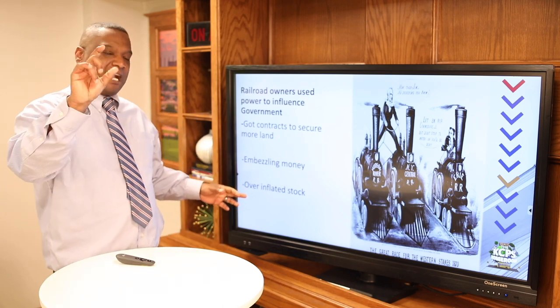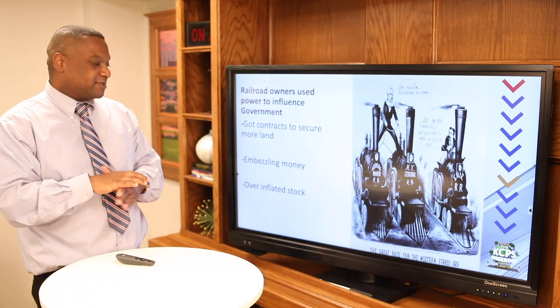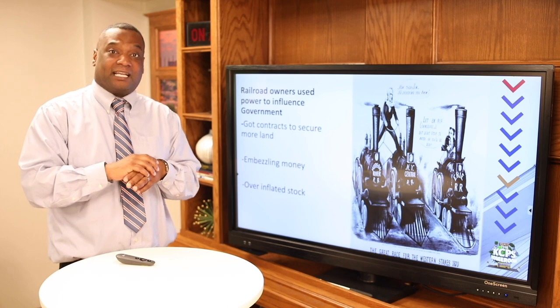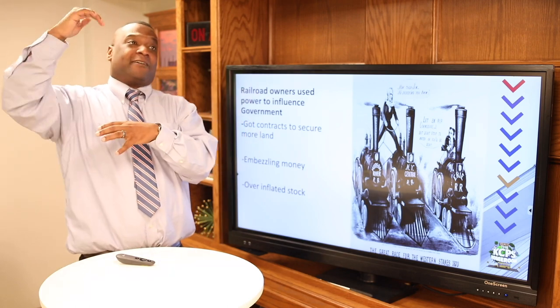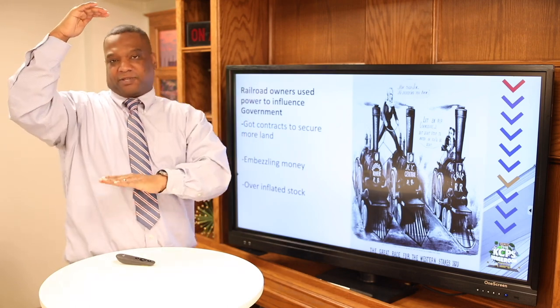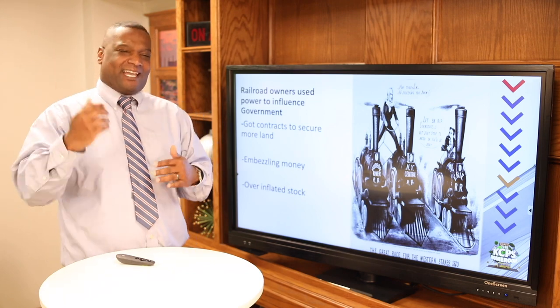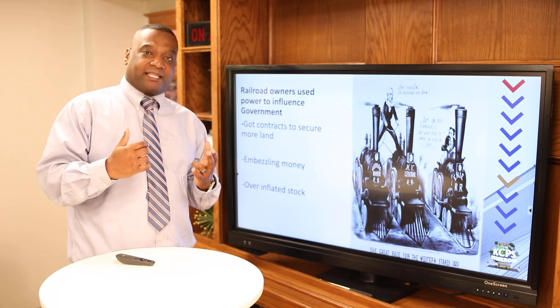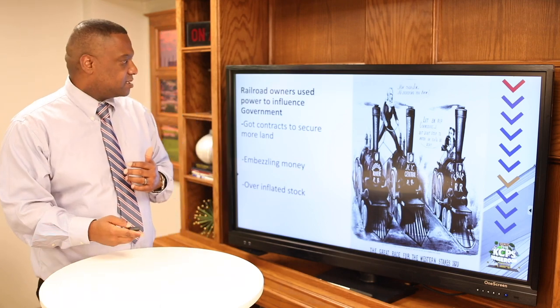Elliot Gold, he was embezzling money. Then you had overinflated stock. These people would say that their company's worth this much when it's really worth this much. So basically they were saying, yeah, we got you taken care of. We got land and all this other stuff. They're just lying about that to get their stocks up, right?